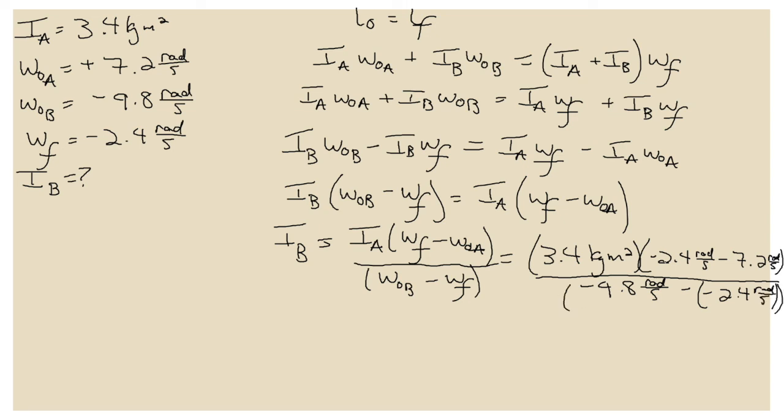And when you do that math, notice negative 2.4 minus 7.2 is going to be negative. Negative 9.8 minus negative 2.4 is still going to be negative. The negative divided by a negative gives you a positive. You do that math here, you make sure you plug it into your calculator correctly, and you get IB is equal to 4.41 kilogram meters squared. And we can say here that that's approximately equal to 4.4 kilogram meters squared.